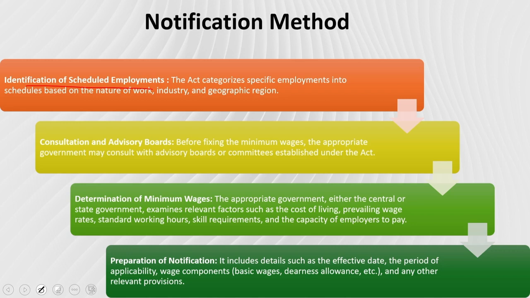And finally, if you look into the determination of wages, we see that the appropriate government, it could be the state government, it could be the central government, examines the relevant factors, maybe the cost of living, the prevailing wage conditions or wage rates, the standard working hours, the skill requirements, or even, to a certain extent, the capacity of employers to pay.